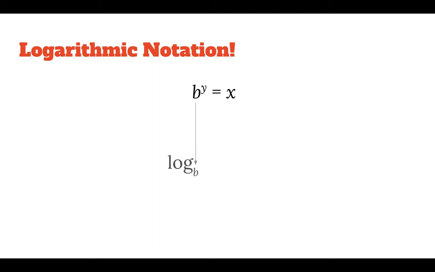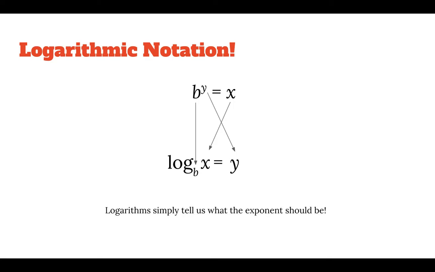I'm going to drop the base down. So whatever my base is in an exponential is going to be my base for a log. So I'll say log base b. What it is equal to, the x is now going to come over to the log. And I'm going to take the exponent. That's going to be what it's equal to. So essentially, even though a log might look complicated, all a logarithm is, it simply tells you what the exponent should be.